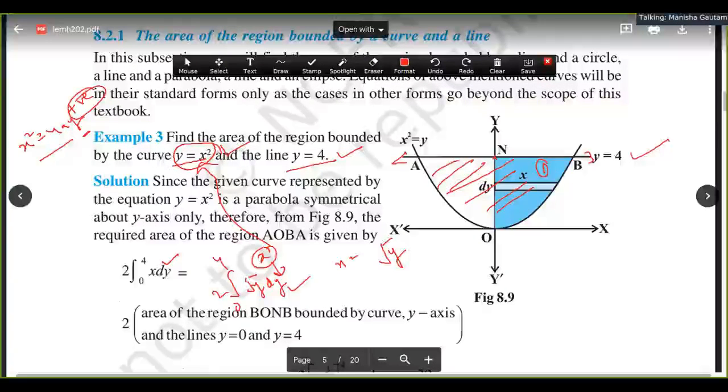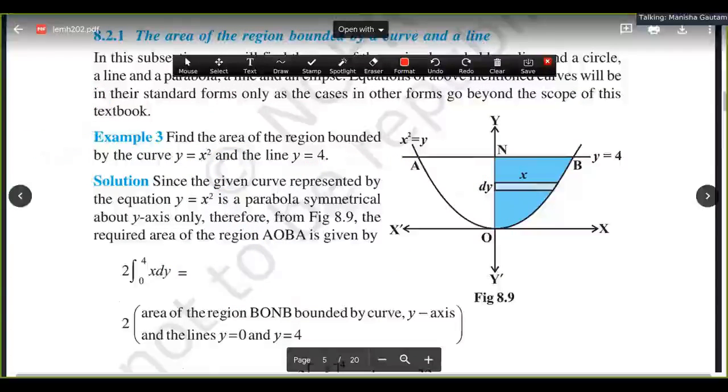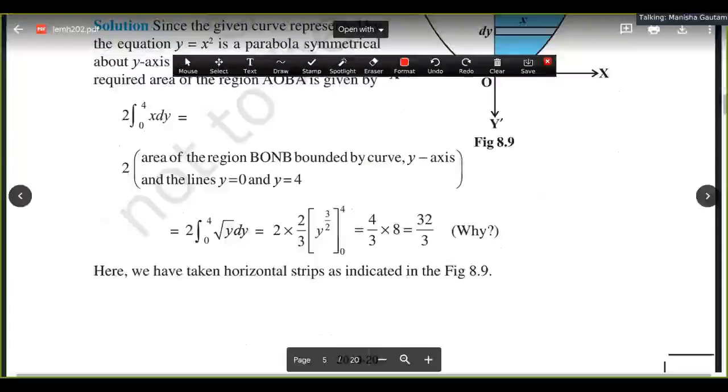Area enclosed by the line and parabola: this is the answer. Integration of root y is y to the power 3 by 2 divided by 3 by 2, which comes out as 2 by 3. And integrate from 0 to 4. Put the value 4 here and 0; 0 makes the statement 0. Solve the statement and you will get the answer 32 by 3.